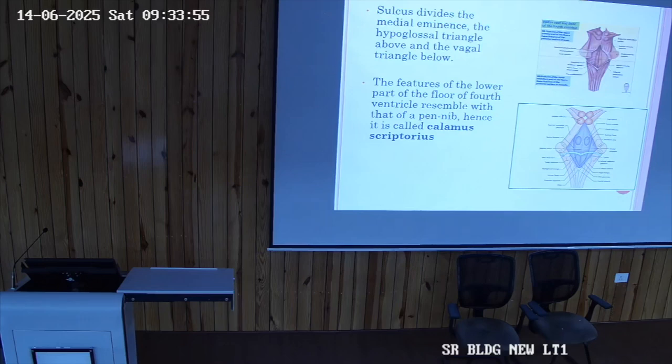And then because of the features of the lower part of floor of fourth ventricle, it gives an appearance. That appearance is known as the calamus scriptorius. Now below this vagal triangle, there is one more structure that is known as the funiculus separans, and it separates an area from these triangles. That area is known as area postrema. Have you heard about the term area postrema?